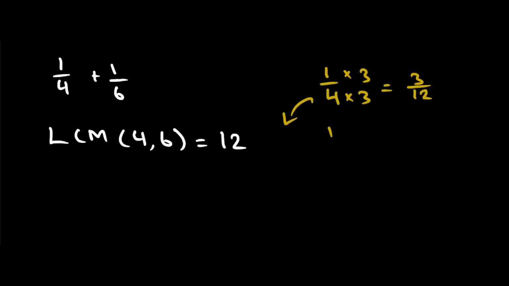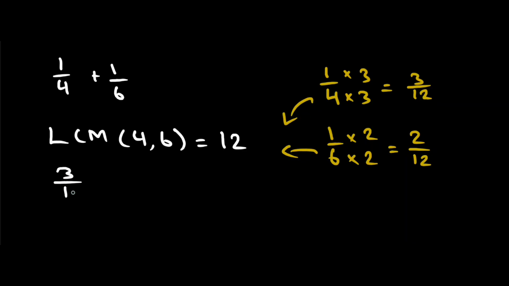On the other hand, with 1 by 6, to make 6 into 12, we should multiply it by 2. So we multiply the numerator by 2. This gives us 2 by 12. Now we have rewritten our fractions.